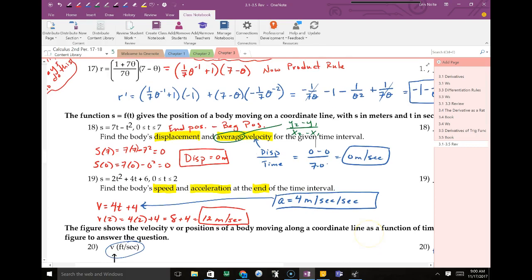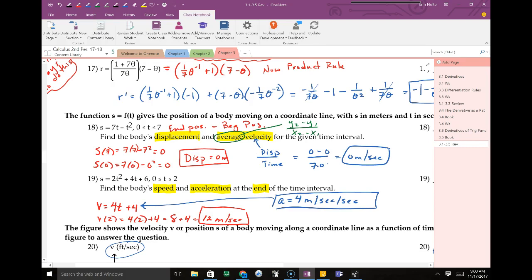Okay, number 19. To find speed, we find the velocity and then make it absolute value. So we derive the first equation, so you get 14 plus 4, and then we plug in. It says at the end of the time interval, so the time interval is from 0 to 2, so 2 is the end of the time. So I would plug 2 into my velocity equation, which results in 12 meters per second.